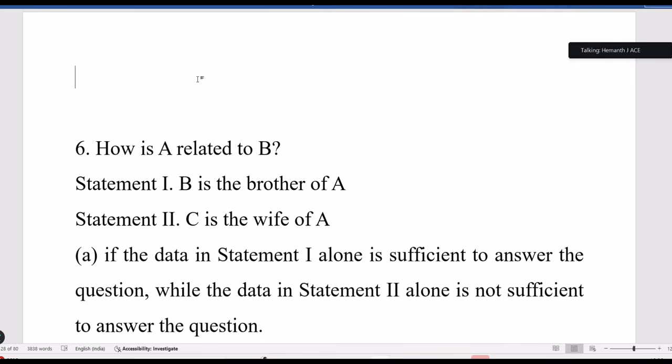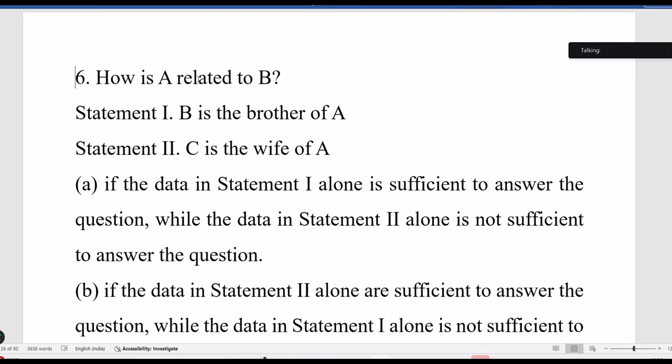Now see about this sixth question. How is A related to B? One alone, no. B is brother of A, which means don't say A is brother of B. A can be sister of B, A can be brother of B, both are possible.